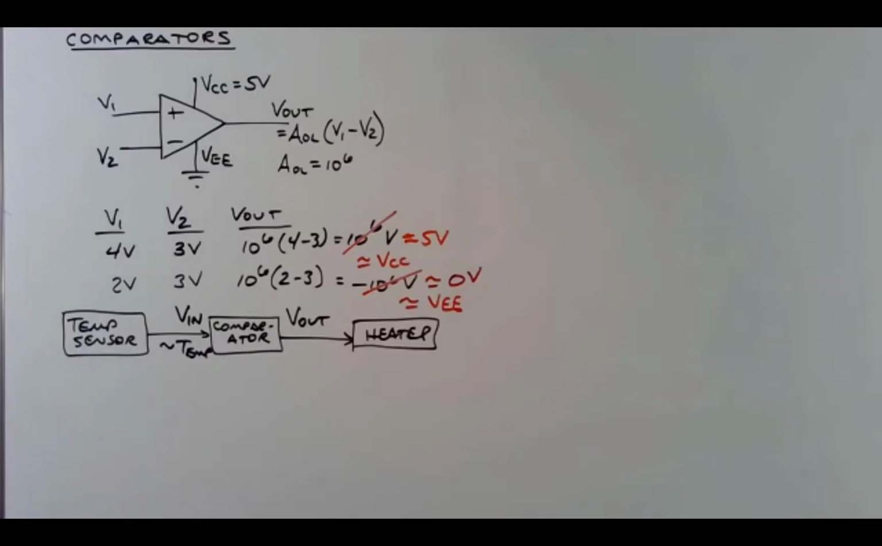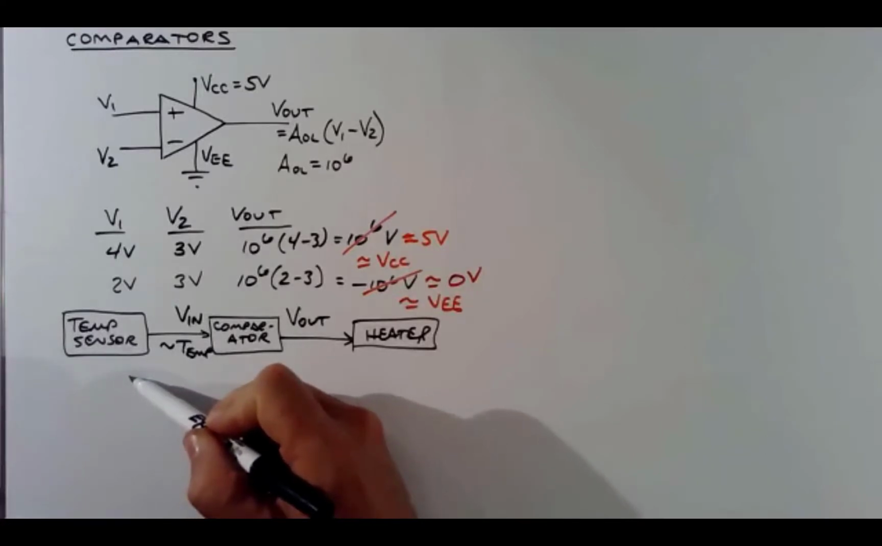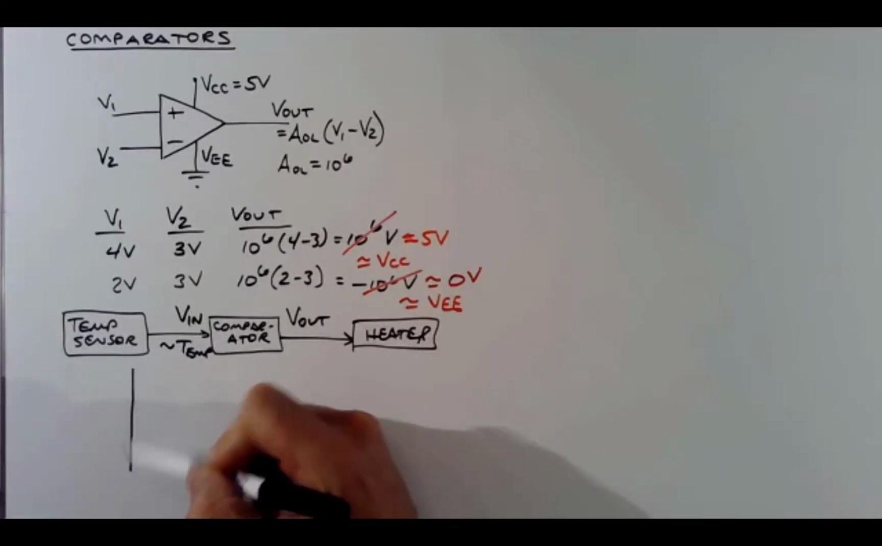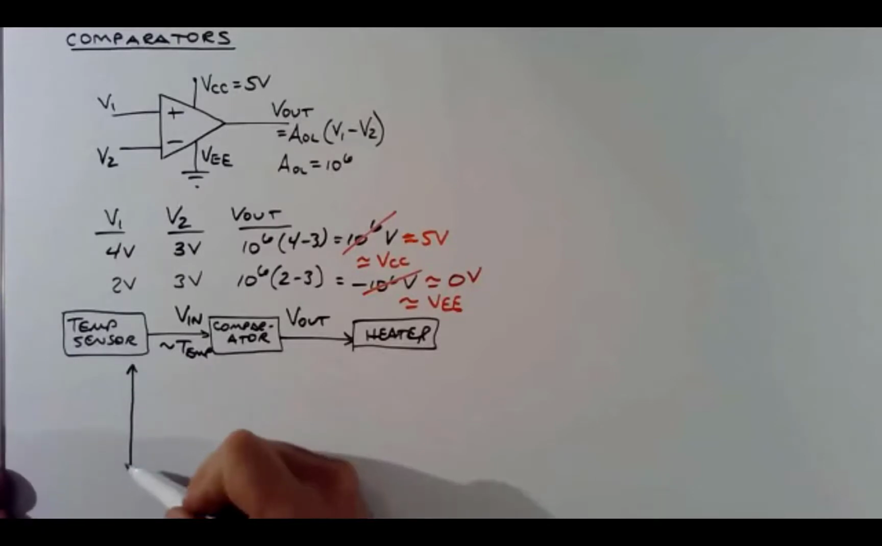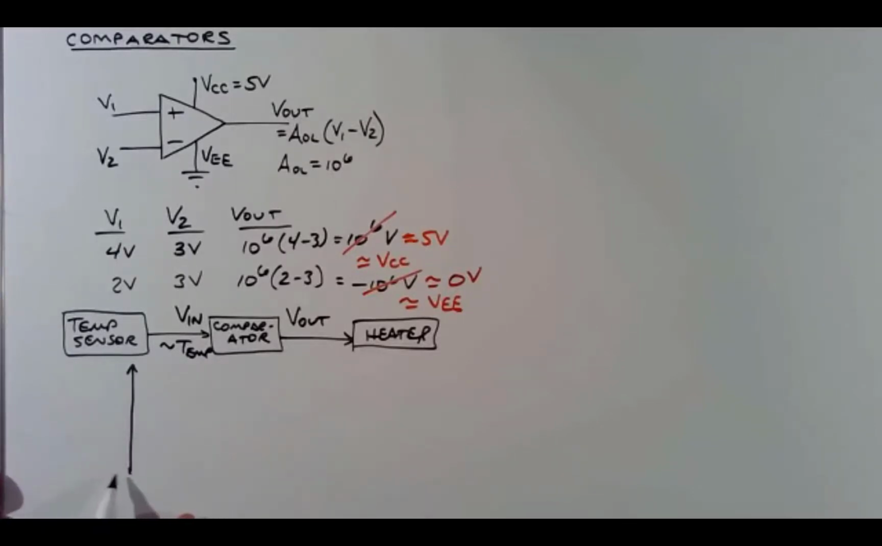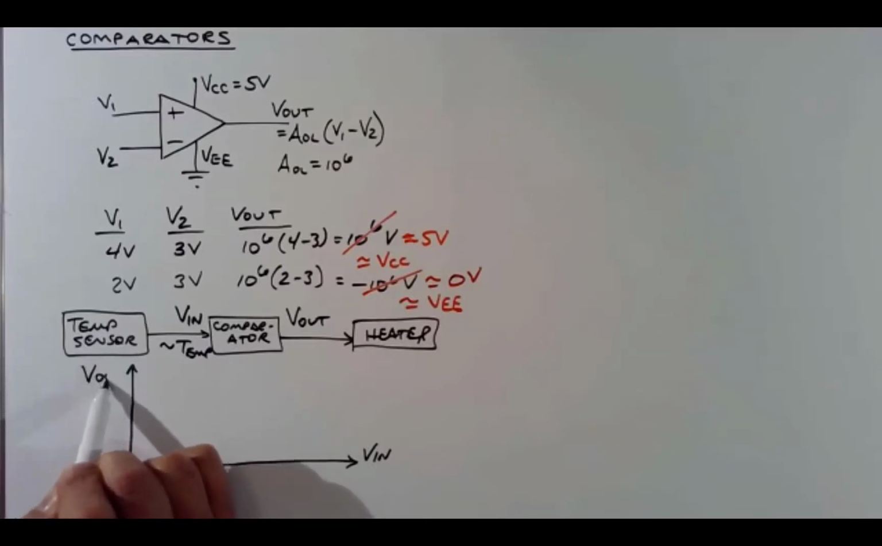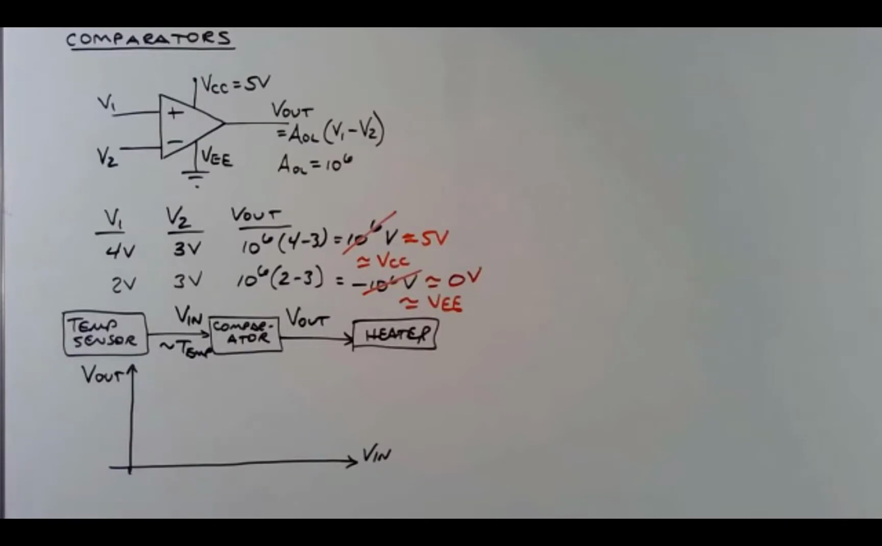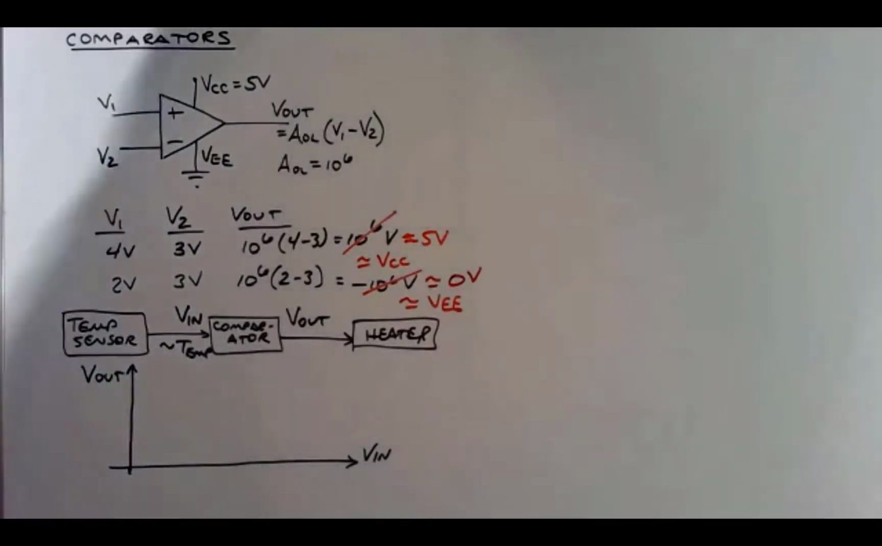Okay, and we want to control the heater. Well, let's draw a characteristic that we want, and then figure out how to do that with a circuit. So I'm going to draw a plot here. On the horizontal axis, I'm going to put Vin. That's the input from the temperature sensor into the comparator. And on the vertical axis, Vout. That's the output of the comparator. And let's figure out what we want.